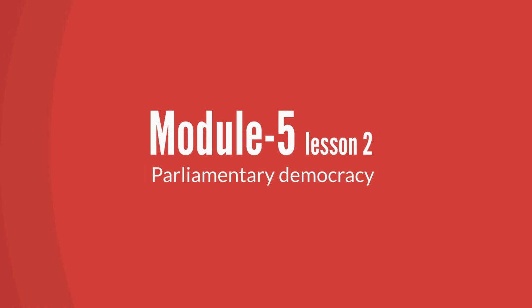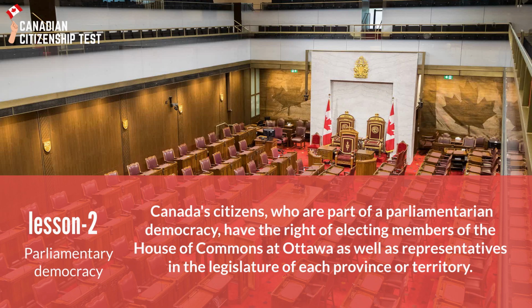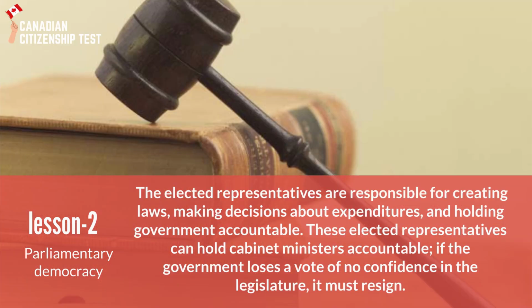Module 5 Lesson 2: Parliamentary Democracy. Canada's citizens, who are part of a parliamentary democracy, have the right of electing members of the House of Commons at Ottawa as well as representatives in the legislature of each province or territory. The elected representatives are responsible for creating laws, making decisions about expenditures, and holding government accountable. These elected representatives can hold cabinet ministers accountable.